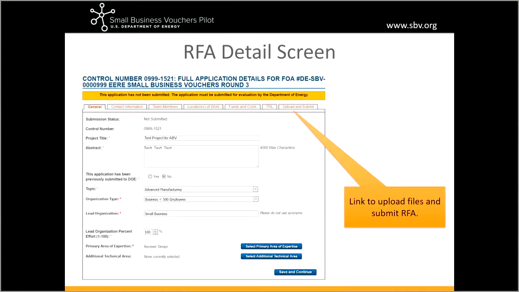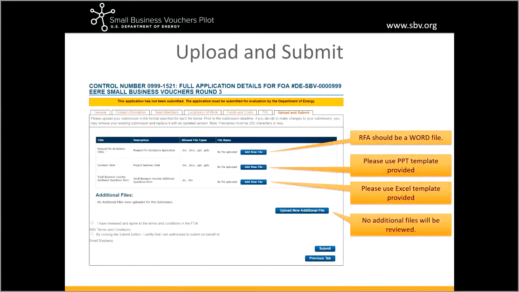When you click this link on the right, you will see that there are 3 required uploads. One is the request for assistance. That's the Word document that we talked about, that you downloaded the template for. We have the summary slide. That's the PowerPoint template that you have filled out with your company's information. And then you have the additional questions forms, and that's the Excel file that you downloaded.